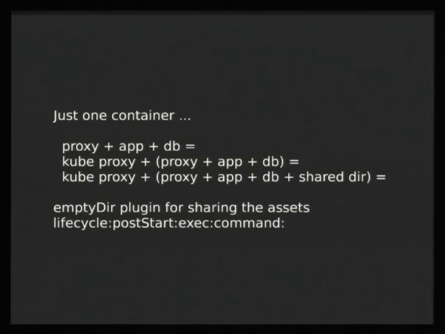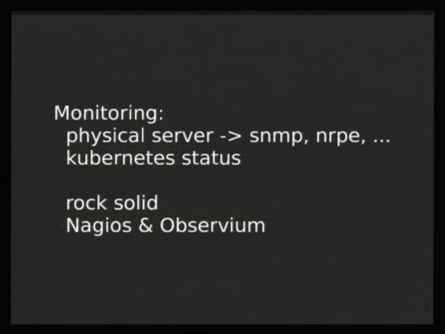There are some CSS files and stuff like this. So I need another share there, which uses the empty-dir plugin, and I need this hook called exec command, which is used for copying the shared assets from app to proxy. There is a share which is mounted in proxy as well as in app. So just one container with app gets, I think, 5 containers in Kubernetes after deploying.